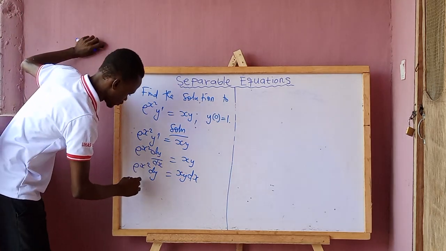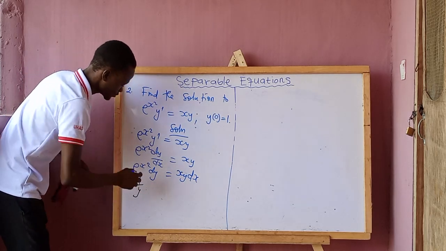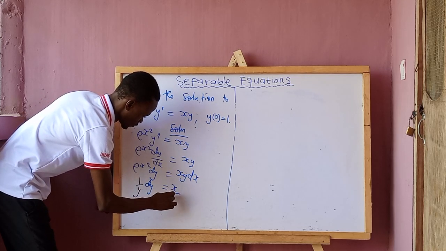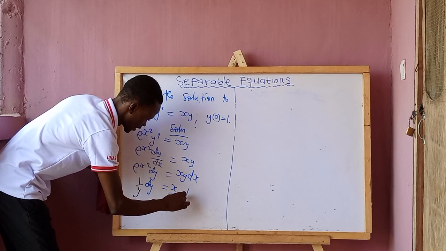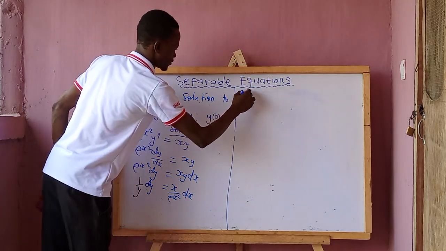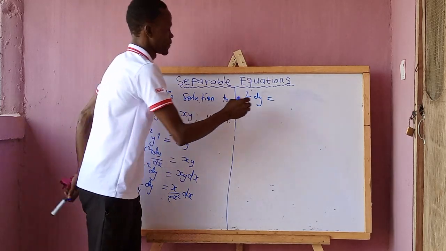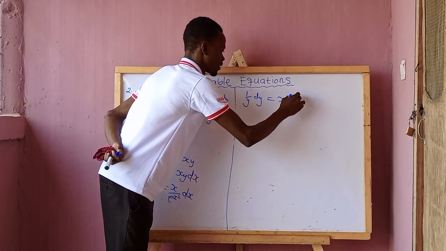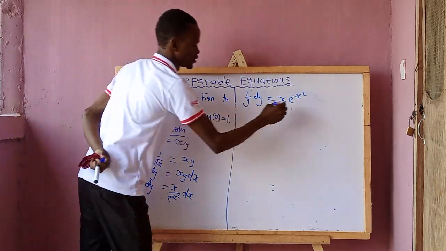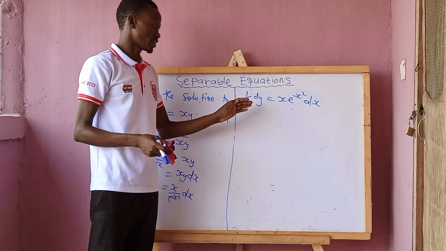So when we do that, we are going to obtain y over y, then dy equal to x over e raised to the power x squared, then dx. Now this one can be rewritten as 1 over y dy equal to x e raised to the power negative x squared, so we can bring it to the top and the power changes, then dx. So we have successfully separated the variables.